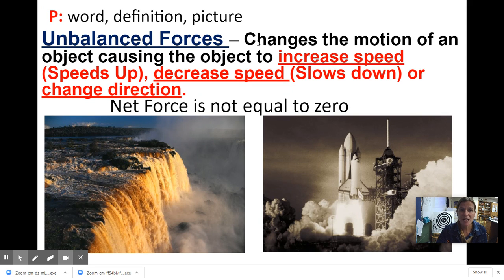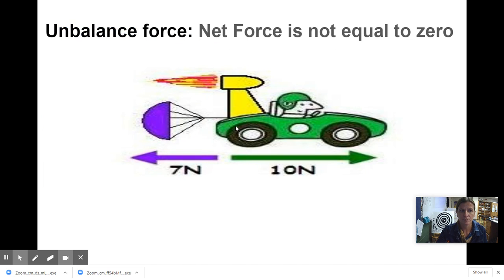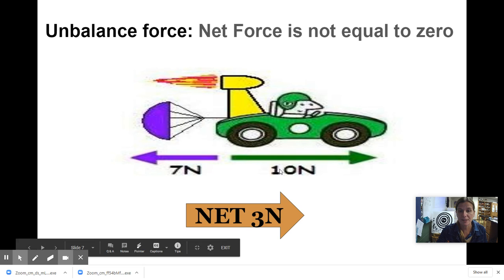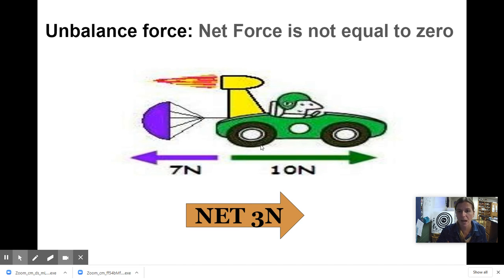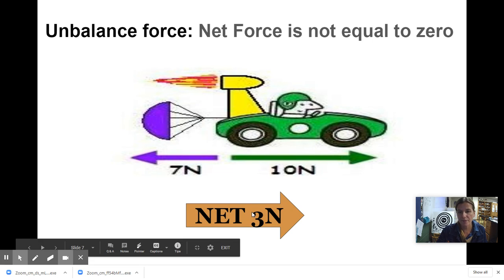Unbalanced forces change the motion of an object, causing the object to increase speed, speed up, decrease speed, slow down, or change direction. The net force is not equal to 0. Unbalanced forces, the net force is not equal to 0. So here in this situation, the net force is 3 because we subtract when forces are in opposite directions. And again, the race car is going to move in the direction of the right because that's the larger force.